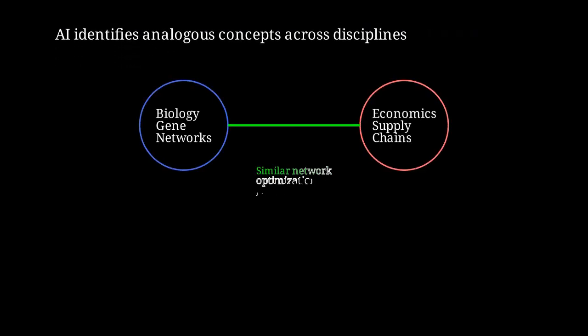For example, the AI identified that gene regulatory networks in biology share structural properties with supply chain networks in economics, suggesting optimization techniques could transfer between fields.